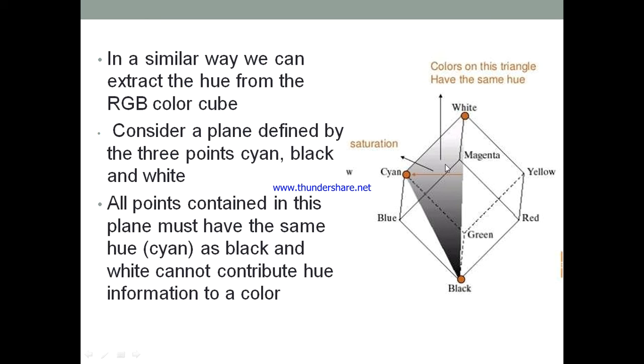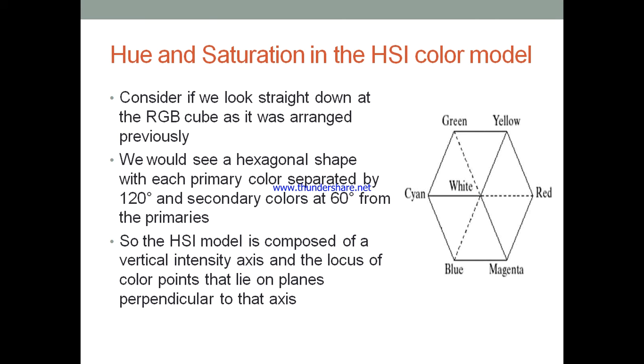We will be taking the points cyan, black and white. All those points must have the same amount of hue, as black and white cannot contribute since they have no information regarding that color. So this is the HSI model. It will be in the shape of a hexagon, and in this, each of the colors will be separated.